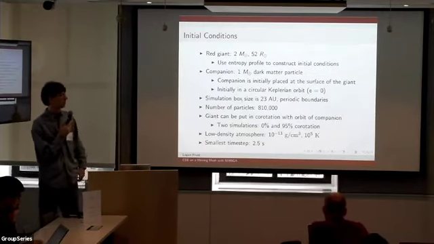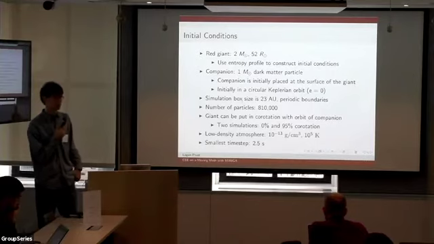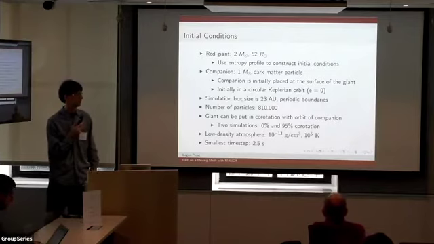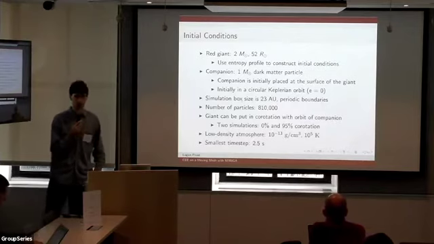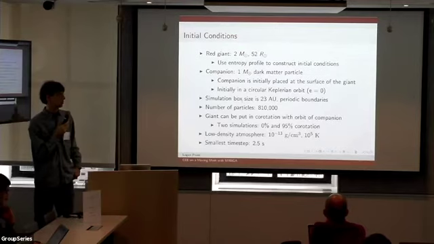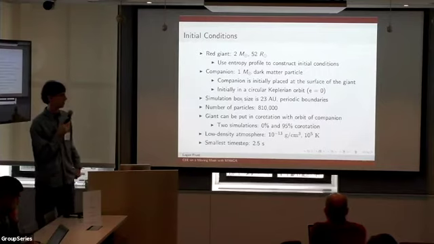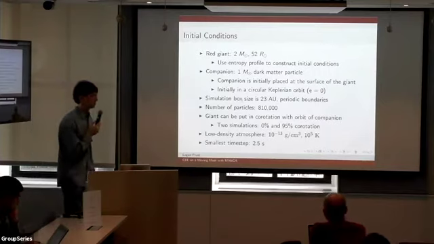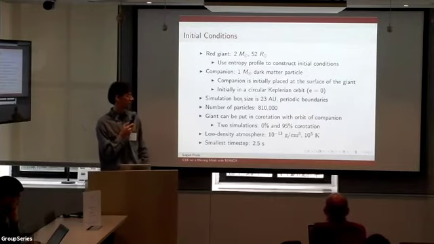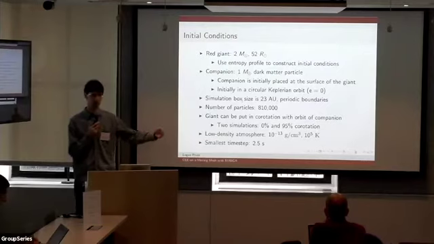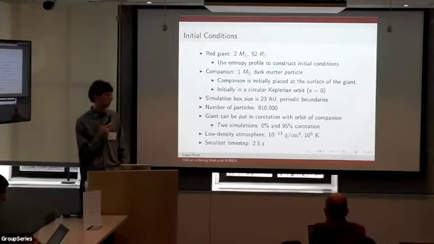And then for the companion particle, a one solar mass dark matter particle, we put it right at the surface of the giant in a circular orbit, so zero eccentricity to start off with, which, as we've talked about, may or may not be realistic initial conditions, so we're working on getting a more realistic model for that. We use a simulation box of 23 AU with periodic boundary conditions. By the time we end the simulation, the outflow doesn't get anywhere near the boundary, so we don't have to deal with problems with that.